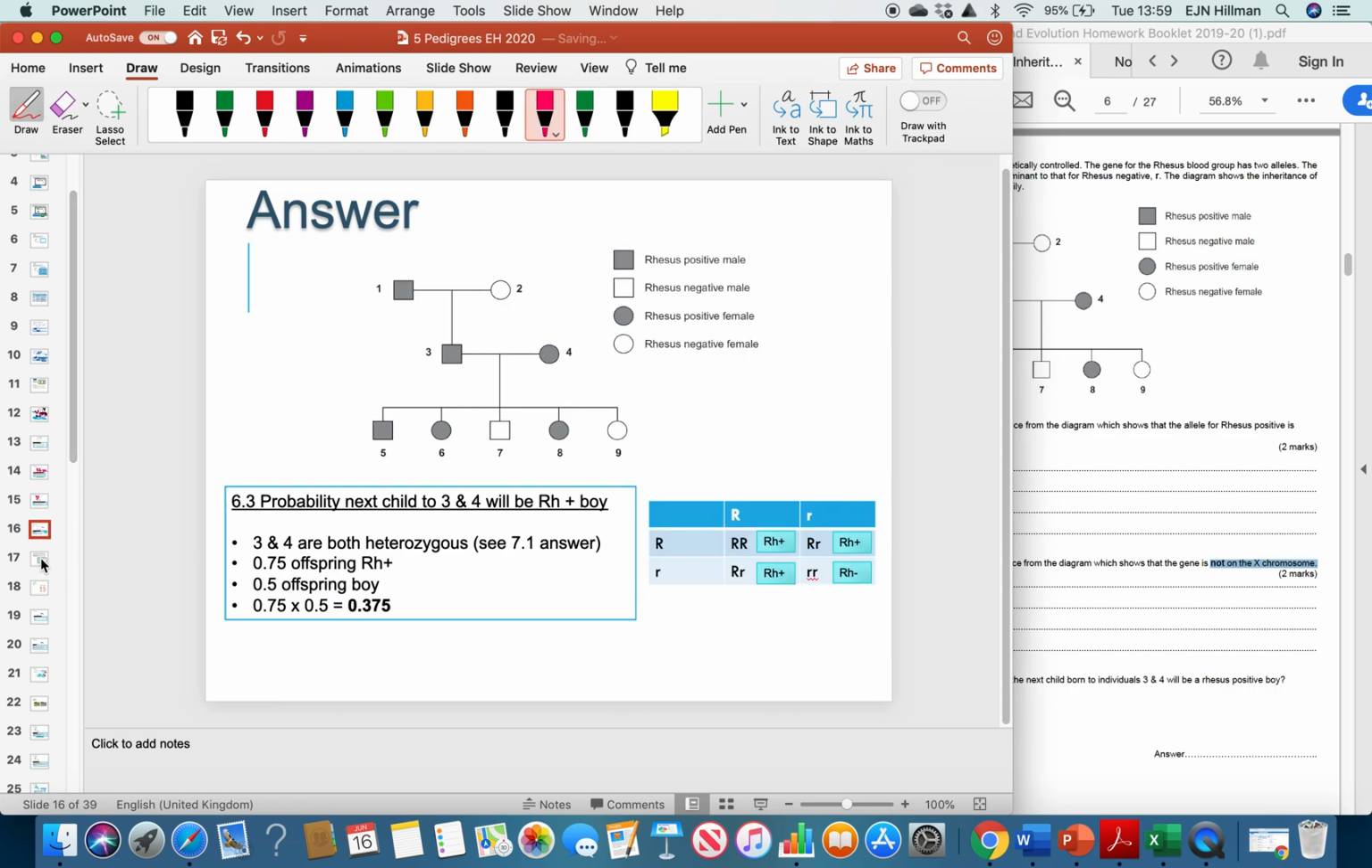Now, I'm not going to look at the probabilities now. Oh, in fact, yeah, I can do this probability. Sorry. What is the probability that the next child born to individuals 3 and 4 will be a rhesus-positive boy? Now, we know that this is not sex-linked, and we know it's caused by a dominant allele. We also know that these parents are both heterozygous. If that is the case, here we have our gametes.